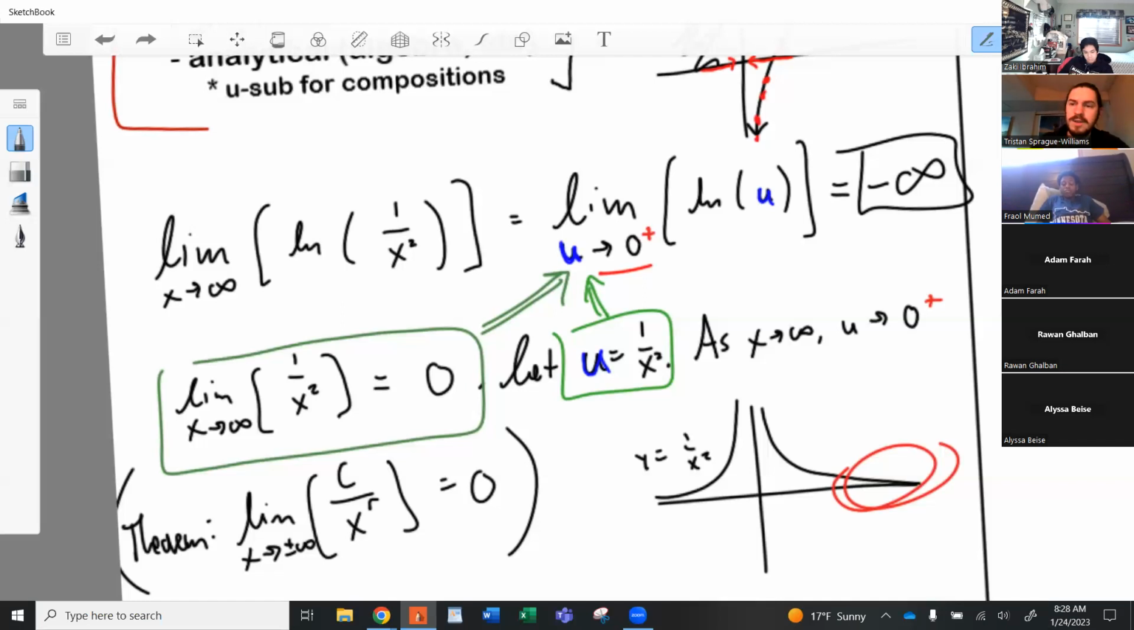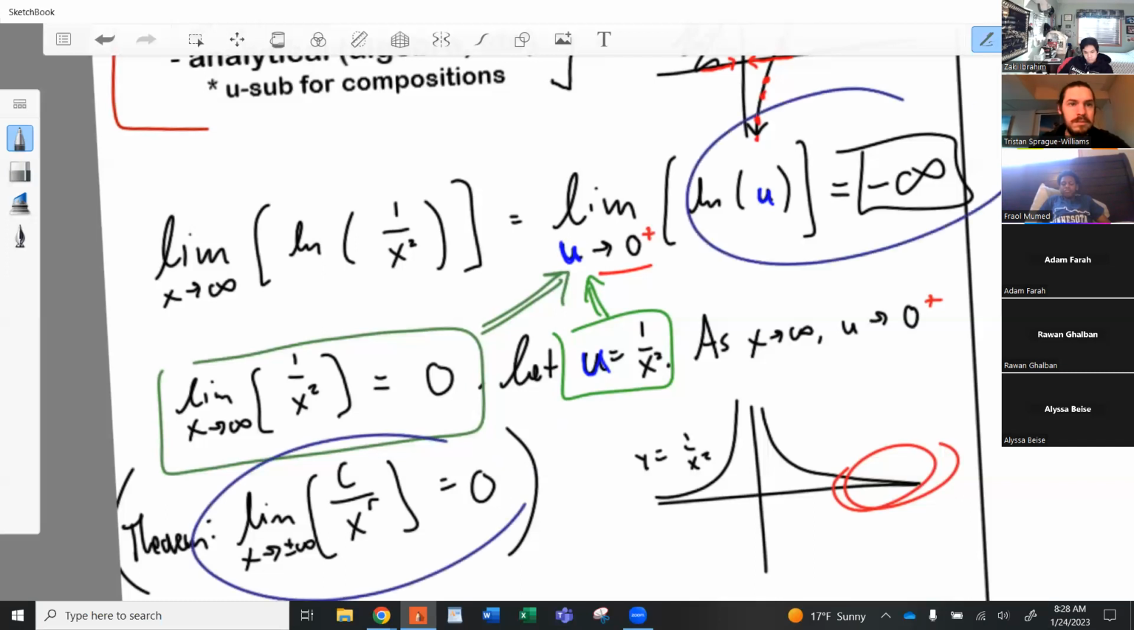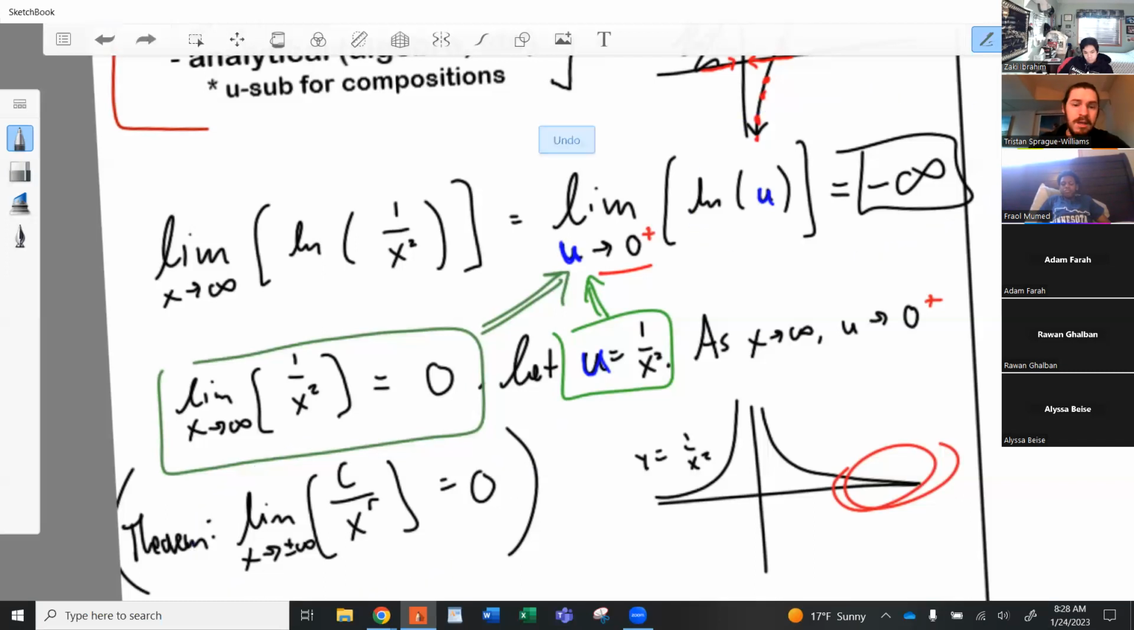Oh, these aren't related to each other. This one and this one, oh okay, those are unrelated. This theorem told us that the limit of a constant divided by x to a power, the power here is just called r. It could be any rational number, but here it's 2, right?